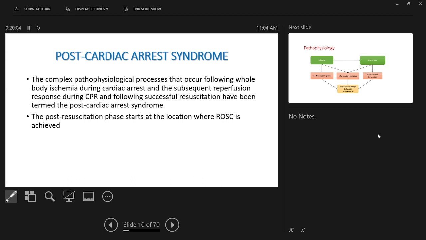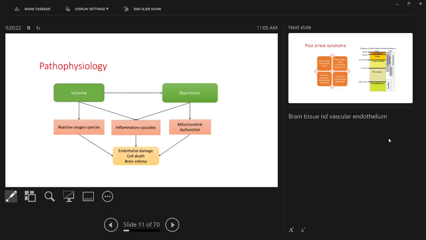Now, what do we mean by post-cardiac arrest syndrome? This is a complex pathophysiological process in which ischemia occurs following cardiac arrest, and then there is subsequent reperfusion, which causes a complex sepsis-like syndrome called post-cardiac arrest syndrome. It starts from the time you achieve ROSC.